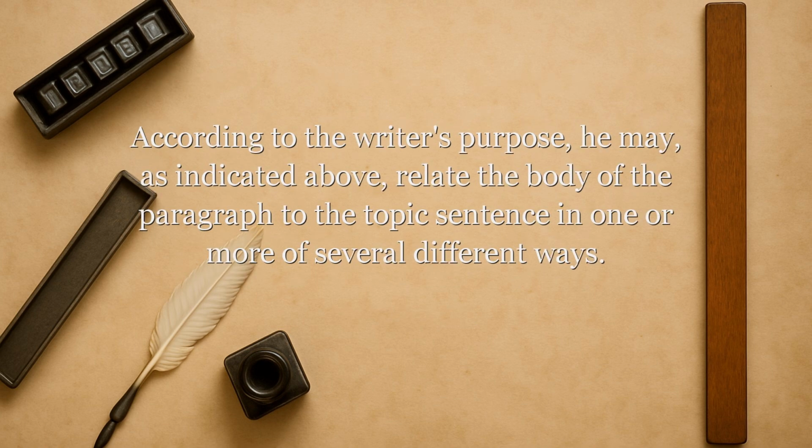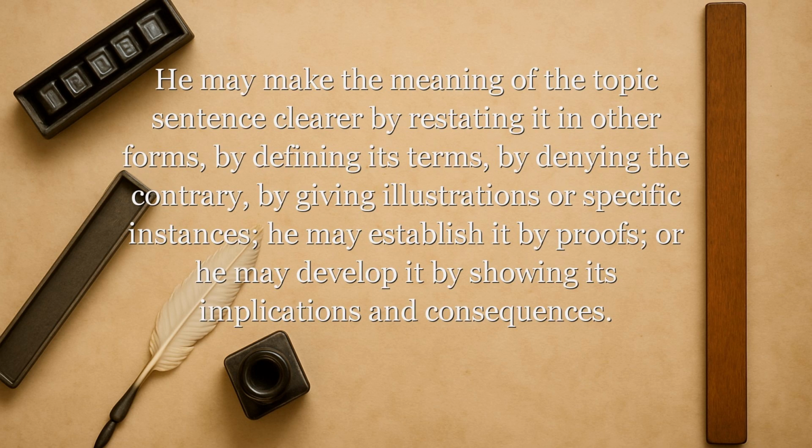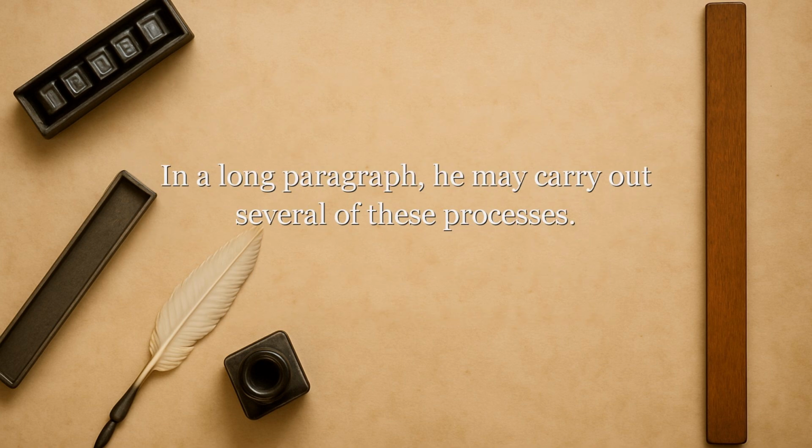According to the writer's purpose, he may, as indicated above, relate the body of the paragraph to the topic sentence in one or more of several different ways. He may make the meaning of the topic sentence clearer by restating it in other forms, by defining its terms, by denying the contrary, by giving illustrations or specific instances; he may establish it by proofs, or he may develop it by showing its implications and consequences. In a long paragraph, he may carry out several of these processes.